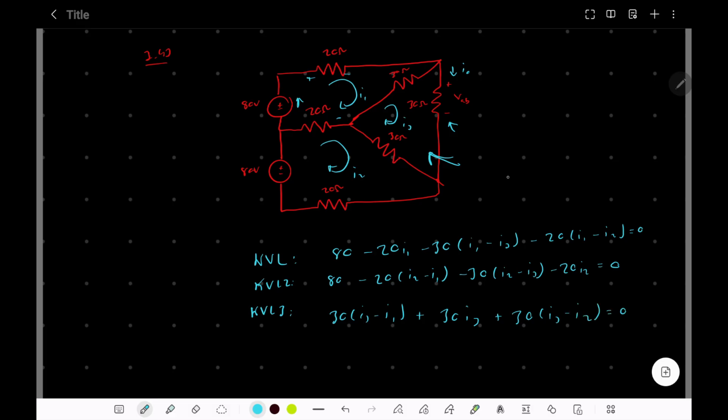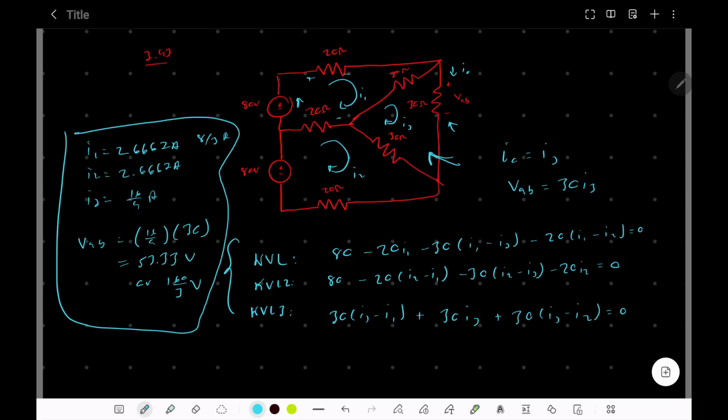So IO is just going to be equal to I3, and V, the voltage drop across the 30 ohm resistor, is just going to be Ohm's law, so 30 times whatever I3 is. So now we're just going to plug this into our solver, and we're going to solve the system of equations to get our answer. Alright, after plugging it into the graphing calculator, this is what we got as our solution to our circuit.